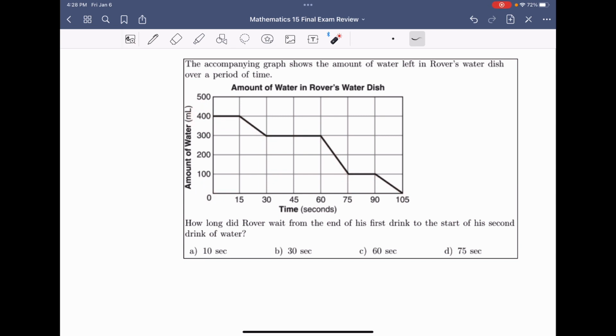They say, how long did Rover wait from the end of his first drink to the start of his second? Well, the first drink takes place here. And then between the first drink and the second drink, which are 1 and 2, it's this time period here. So what is the time? It's from 30 seconds to 60 seconds. That is the 30-second block between those two. So if you really wanted to label this for studying, you say this is 1, this is 2, this is 3, and this is just the water sitting between. So that's just the water that is in the bowl at any given time. And then 1, 2, and 3 represent where Rover is drinking.